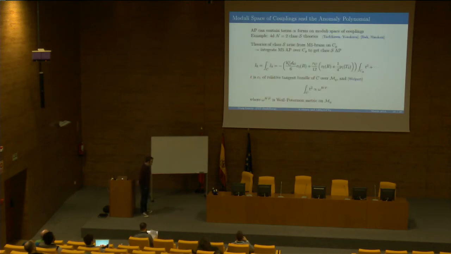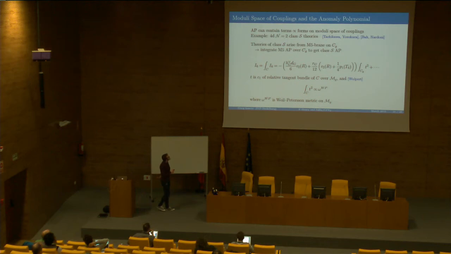So one thing which is interesting and has come up recently, this paper was from Friday, maybe Thursday, and it had a revision put out last week as well. The idea is that you could take an anomaly polynomial for a certain SCFT, or for a certain field theory, and you can add to that anomaly polynomial forms which are proportional to things defined on the moduli space of the couplings.